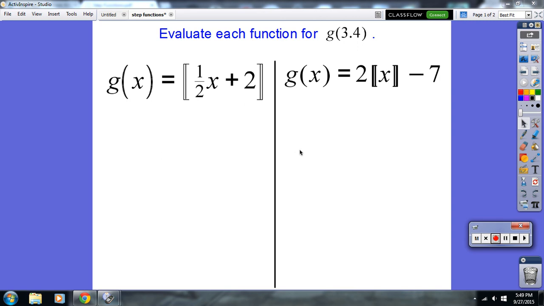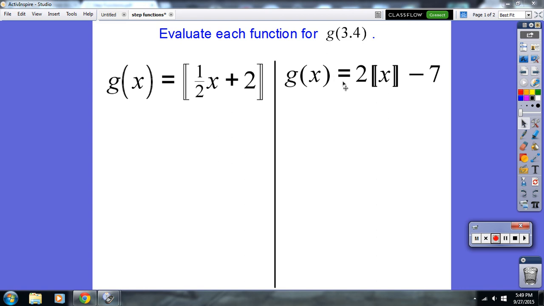And so with the greatest integer function, you need to remember that you plug in your x value first, complete whatever the operations are inside of the greatest integer function, then round down, then finish with whatever's outside of the function. So on the left, everything you do is inside the greatest integer function. So you would just evaluate 1/2 times whatever the x value is plus 2, and then round down. That would be your answer.